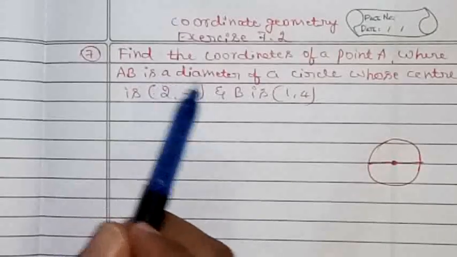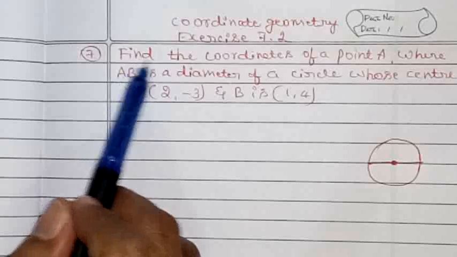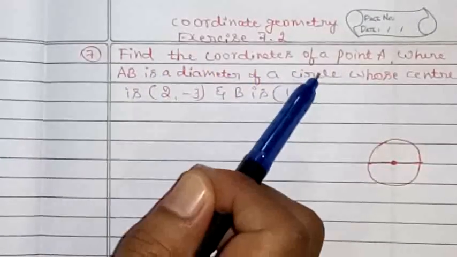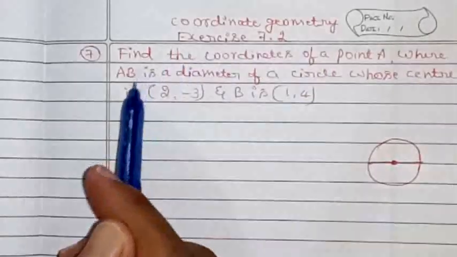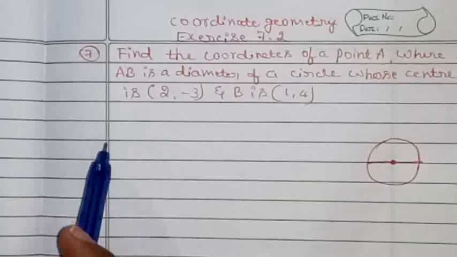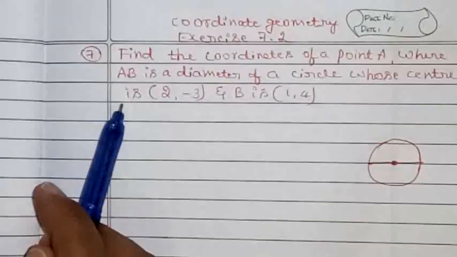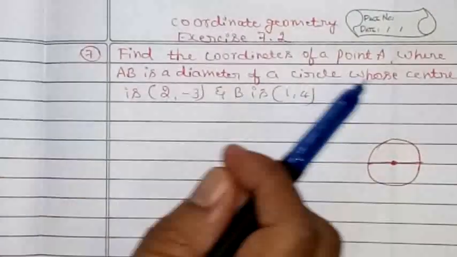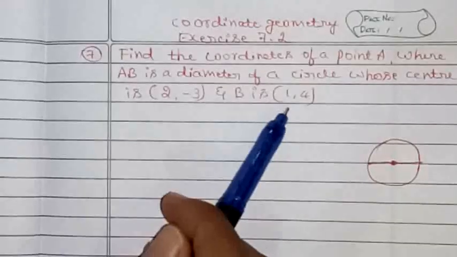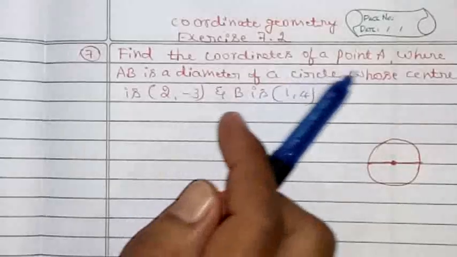Now just read the question again. Find the coordinates of point A. So you need to find the coordinates of a point A where AB is the diameter of a circle. So one circle is there. In that circle, AB is the diameter whose center is (2, -3) and B is (1, 4), they have given. You need to find the coordinates of A.